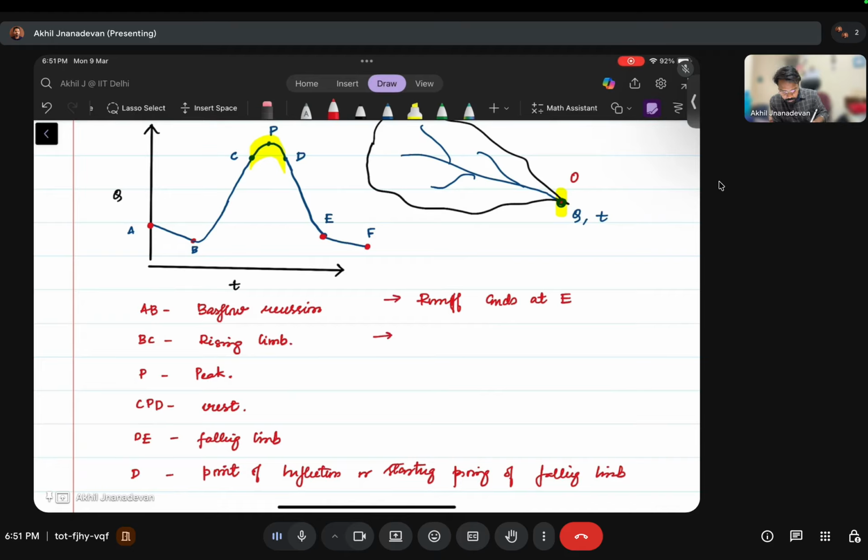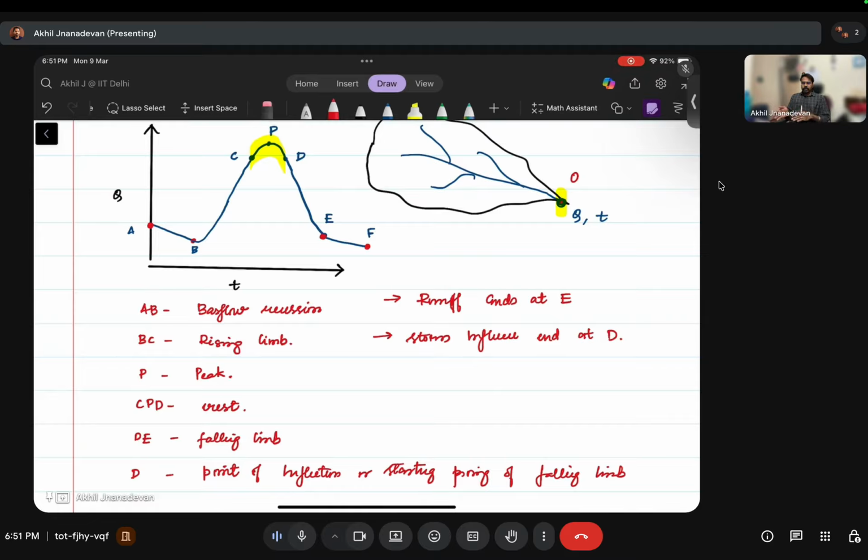and the storm influence ends at T. So once it has reached T, there is no more storm happening. The storm has stopped. So whatever profile we are now getting, that is the recession limb, the falling limb, is solely the property of the catchment. It is only depending on the property of the catchment. It has nothing to do with the storm that is happening.